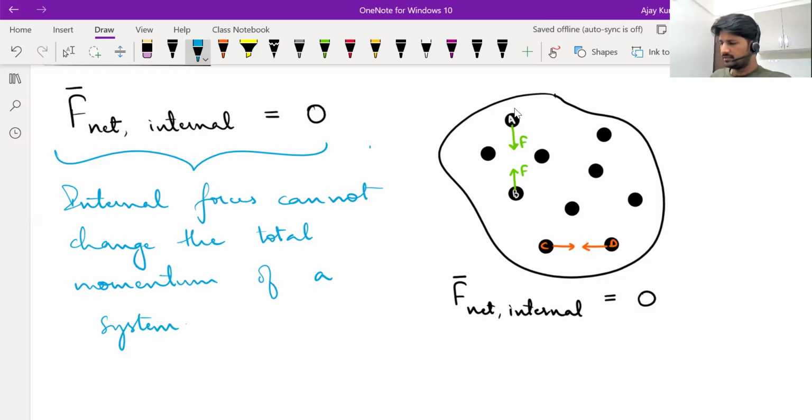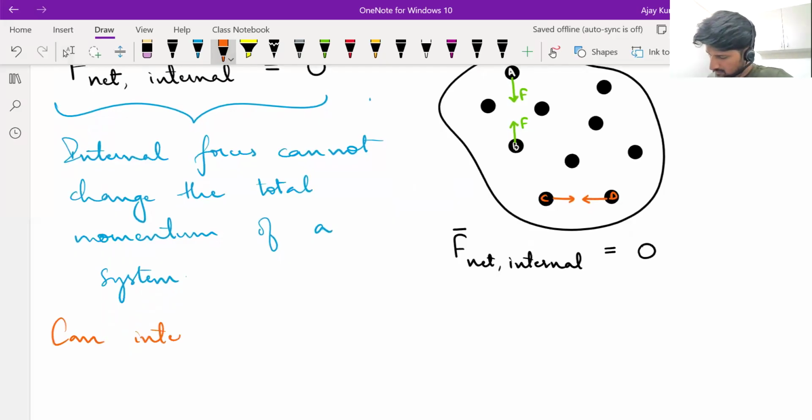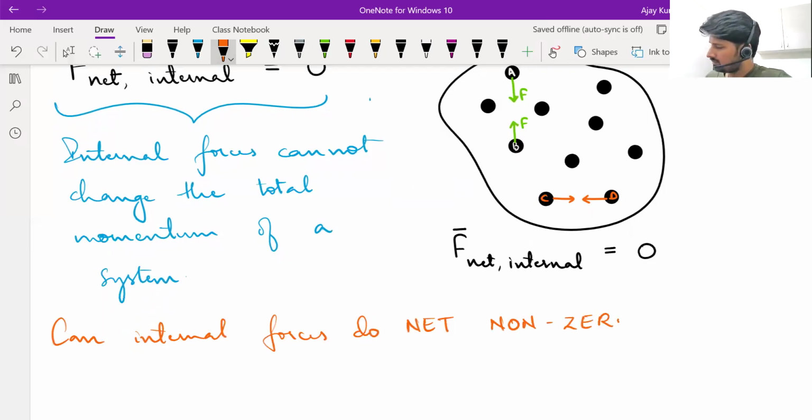Now the question is, can internal forces do work on the system? Do a net non-zero work on the system? Think about this carefully, all of you. Okay, let me write the question first. Can internal forces do net non-zero work on the system?